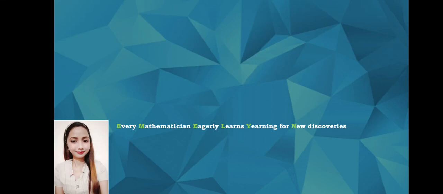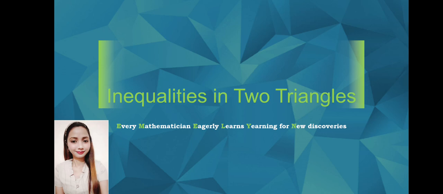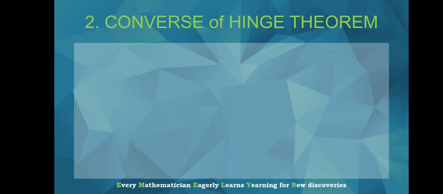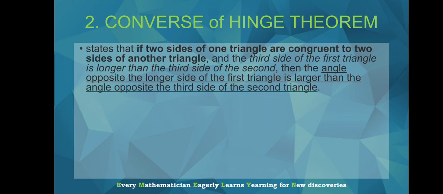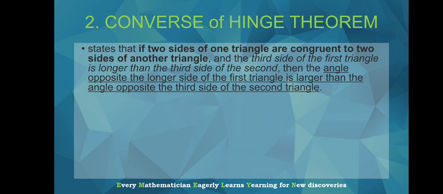Good day everyone. Today, we will talk about the next theorem in inequalities in two triangles, particularly, the converse of the Hinge theorem, also referred to as side-side-side inequality theorem. This theorem states that if two sides of one triangle are congruent to two sides of another triangle, and the third side of the first triangle is longer than the third side of the second, then the angle opposite the longer side of the first triangle is larger than the angle opposite the third side of the second triangle.